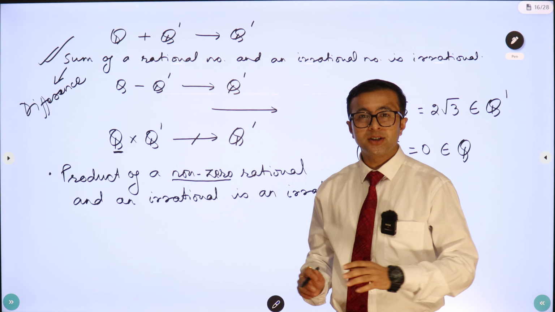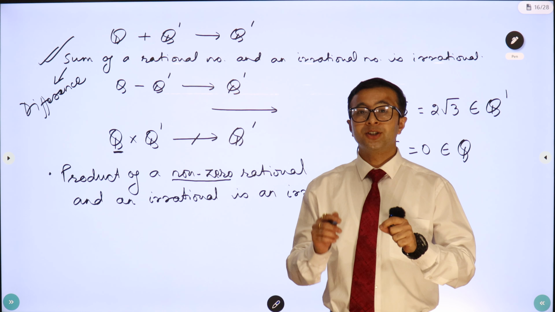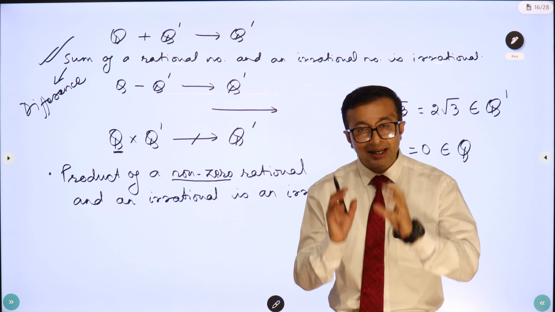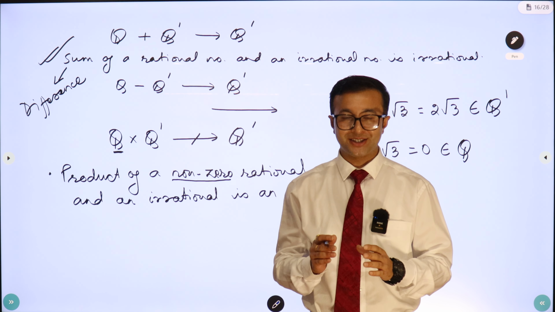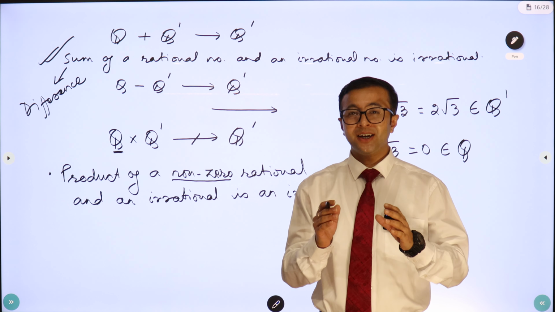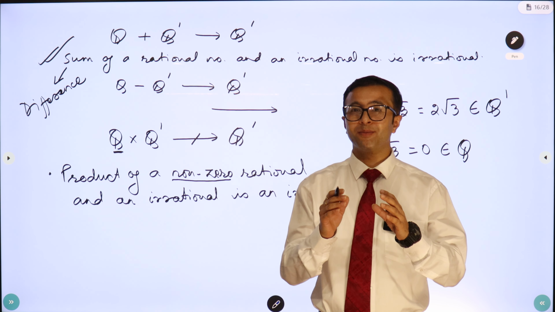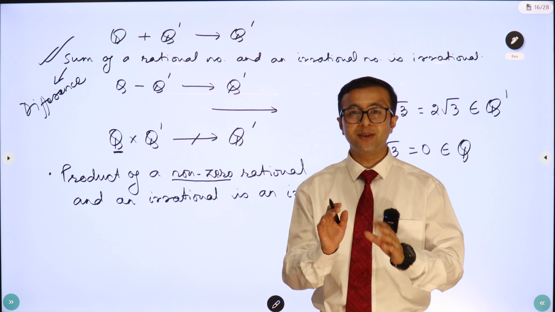Now this is very much important. This statement is very much important to prove something as an irrational number, and that comes under the syllabus of class 10 CBSE. For that you need to prove, just like proving the irrationals.